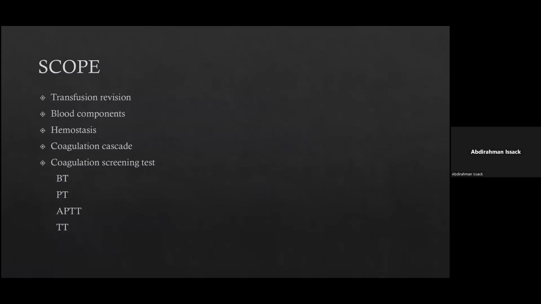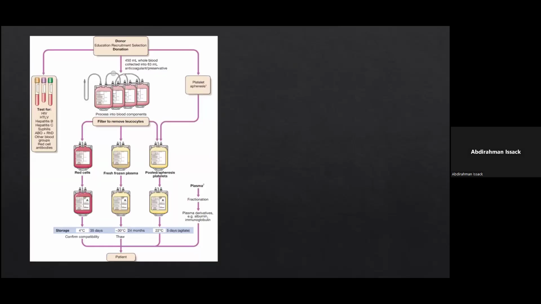Today, the scope of the discussion is that we will revise transfusion and the various blood components, and go through hemostasis and the coagulation cascade, and look at the various tests: the coagulation profile, the bleeding time, the prothrombin time, the APTT, and the thrombin time, if time allows. And we look at some examples as well.